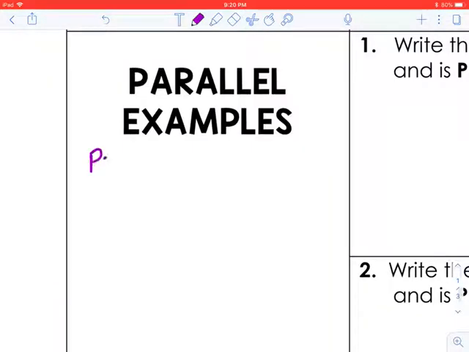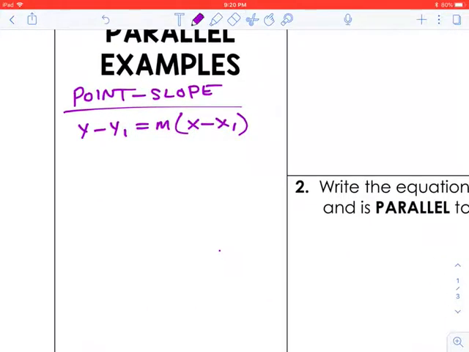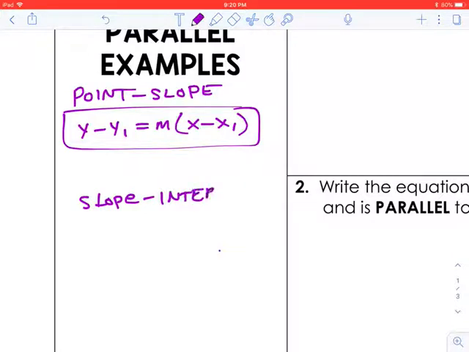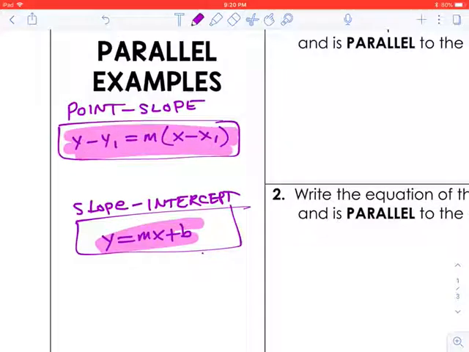So for this first one, first of all, we need to make sure we remember the point slope form. Point slope form looks like this: y minus y1 equals m times x minus x1. And then we also need to remember slope-intercept. So slope-intercept is y equals mx plus b. So we've got these two equations. You need to make sure those are written down somewhere, and we're going to use both of those.